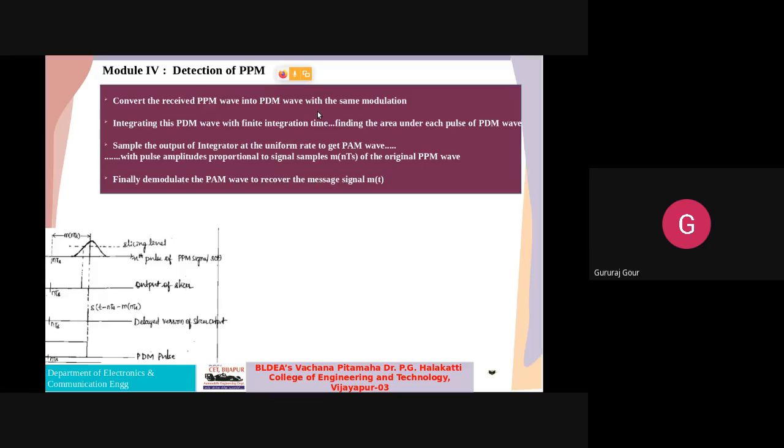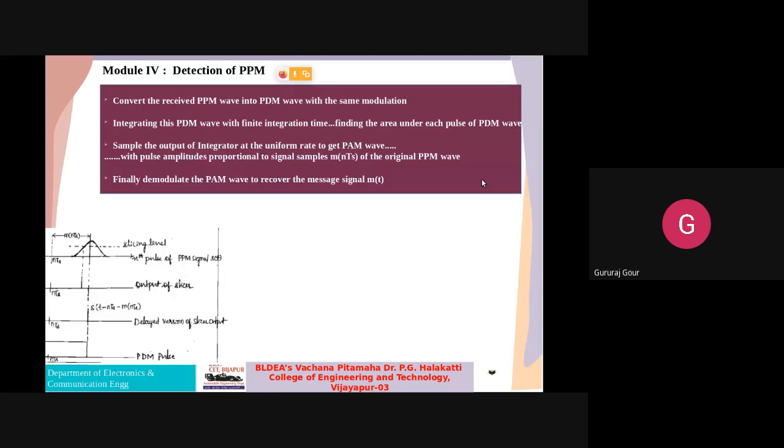Obviously, as the width of each pulse has varied, each will have a different area under the curve. That we need to find out, and that can be done in the next step by integrating. So after converting the PPM wave into a PDM wave, our next job is calculating the area under each of the different pulses of the PDM by using integration. That is the second step: integrating this PDM wave with a finite integration time. The idea here is we are computing the area under each pulse of the PDM wave.